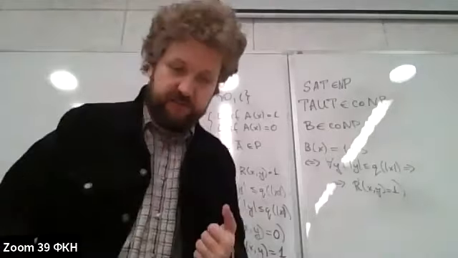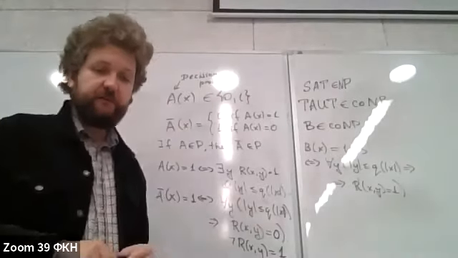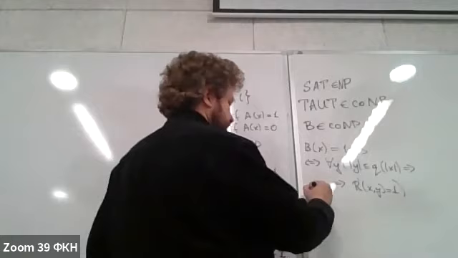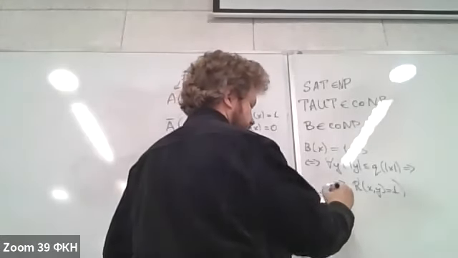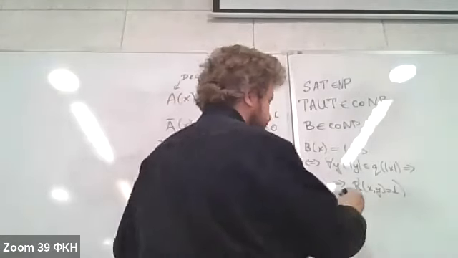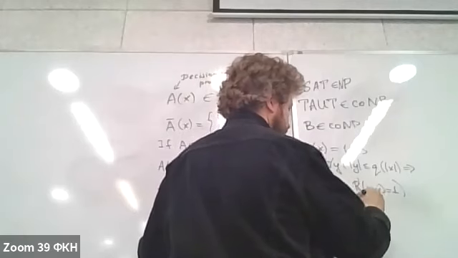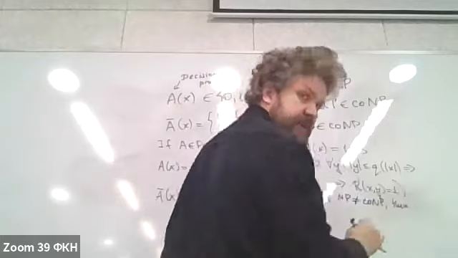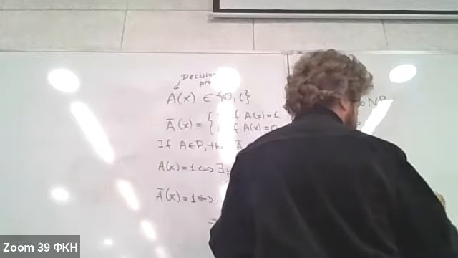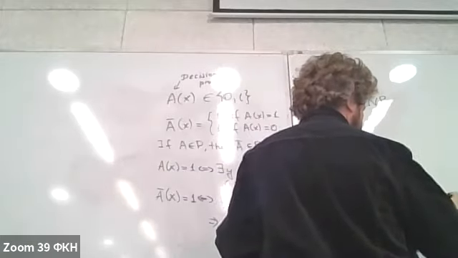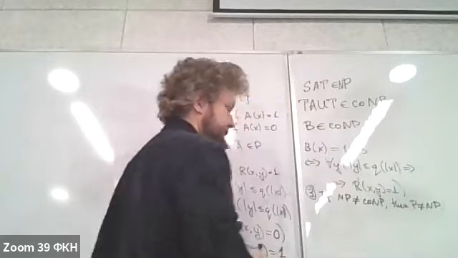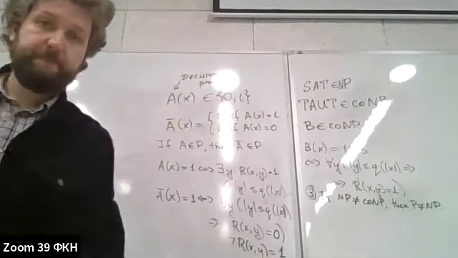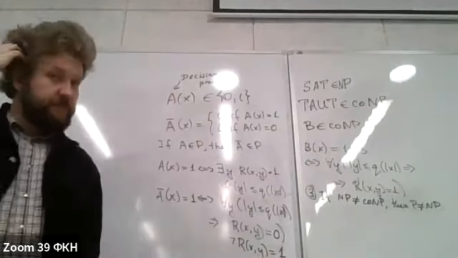Okay, so let's return to problem 3. Problem 3 says that if NP is not equal to co-NP, then P is not equal to NP. It's problem number 3. Let's think about this for some minutes.